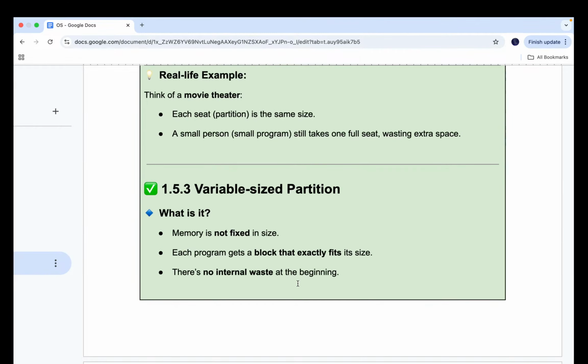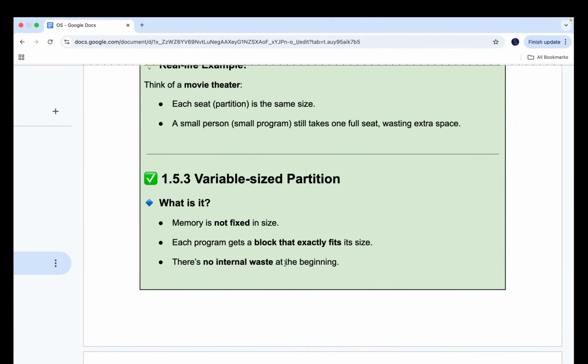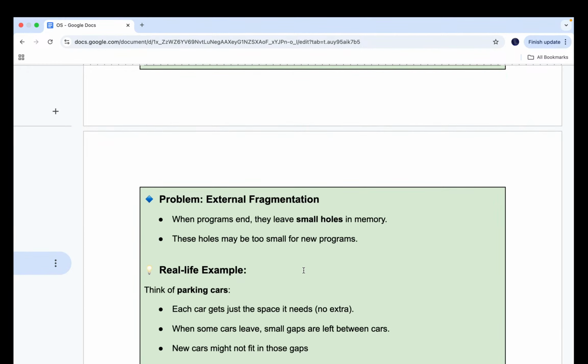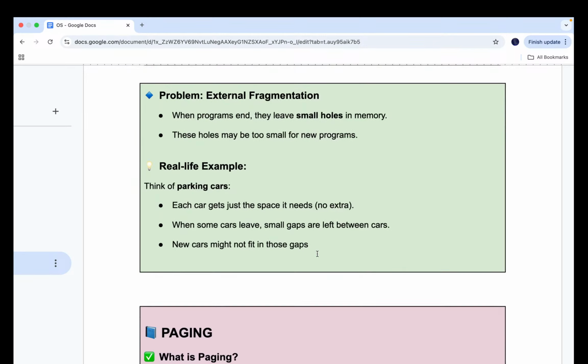Variable size partition. What is it? Memory is not fixed in size. Each program gets a block that exactly fits its size. There is no internal waste in the beginning. External fragmentation: when programs are added and leave, they leave small holes in memory. These holes may be too small for a new program.